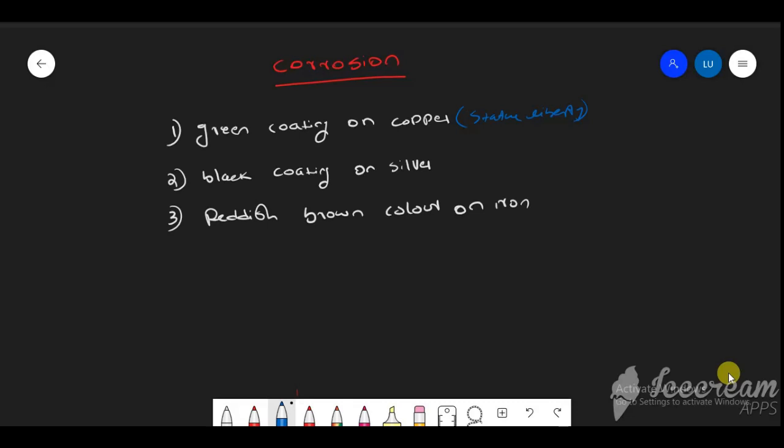Then black coating on silver is another example of corrosion. The last one is the reddish brown coating on iron. We are all familiar with this example. Okay, this is all about corrosion, and these three examples are very important, and their color changes can also be used to create some objective questions.